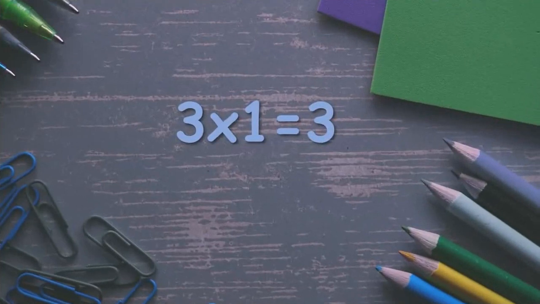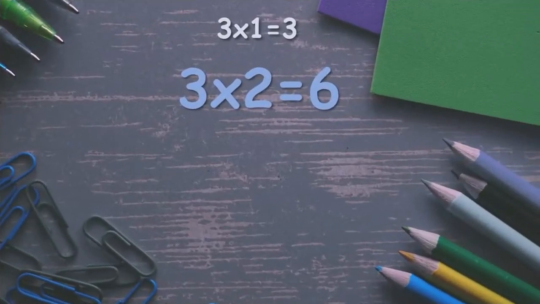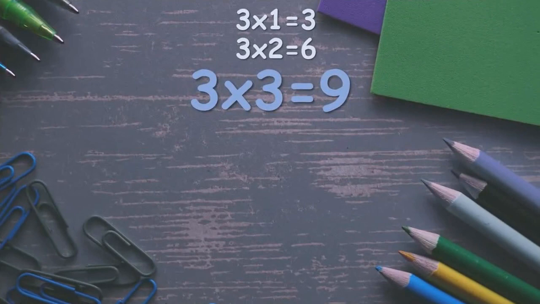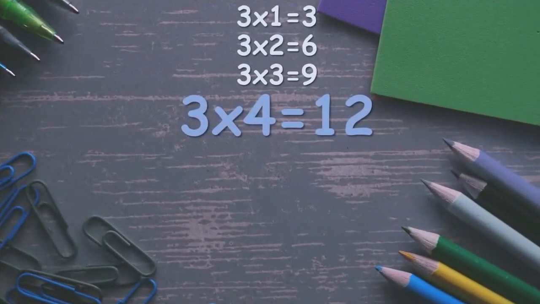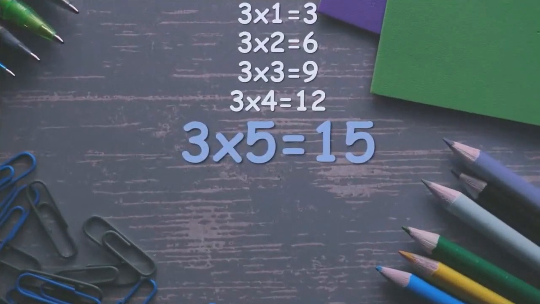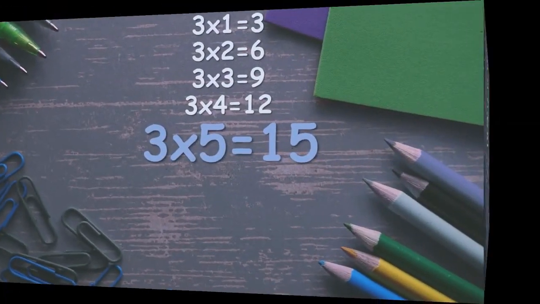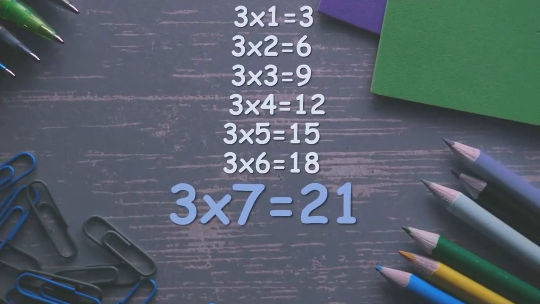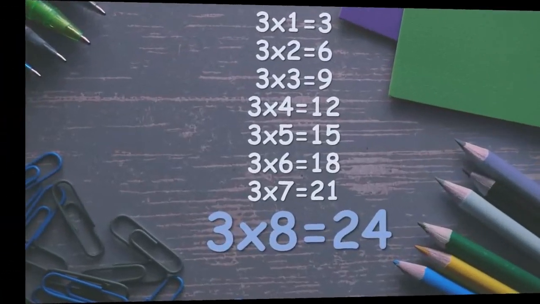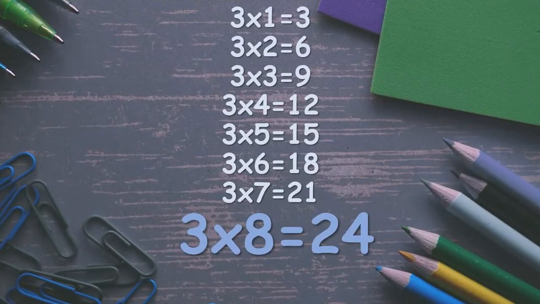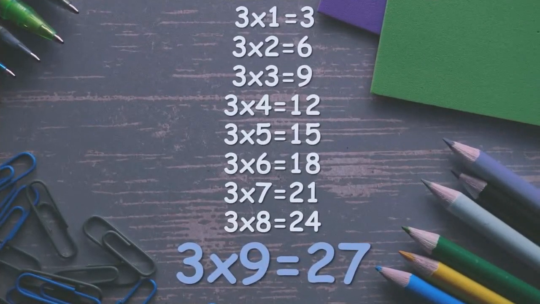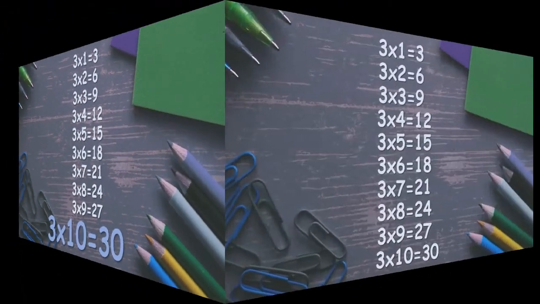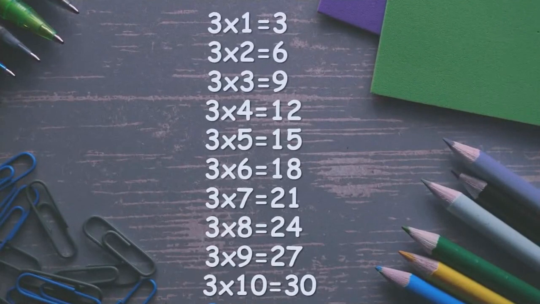Let us repeat. 3 ones are 3. 3 twos are 6. 3 threes are 9. 3 fours are 12. 3 fives are 15. 3 sixes are 18. 3 sevens are 21. 3 eights are 24. 3 nines are 27. 3 tens are 30. So this is multiplication table of 3.